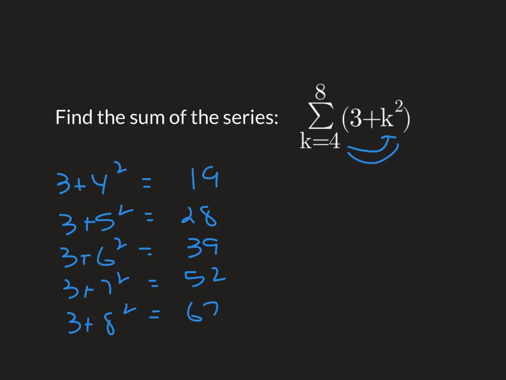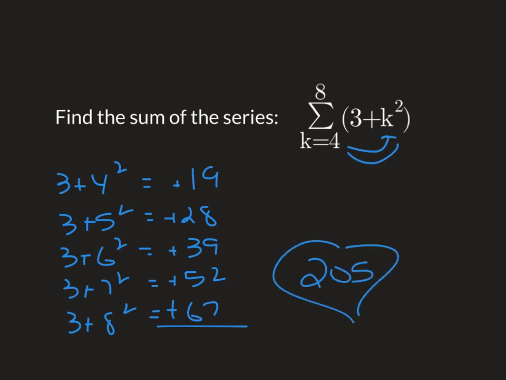Now, remember, it's a summation notation. So what I'm going to do now is add all those up. Adding the terms up. Looks like I'm getting 205. So that is the answer to the summation, or the sum of that series.